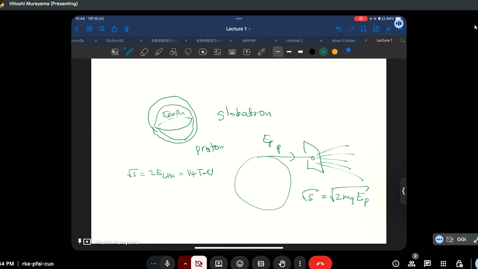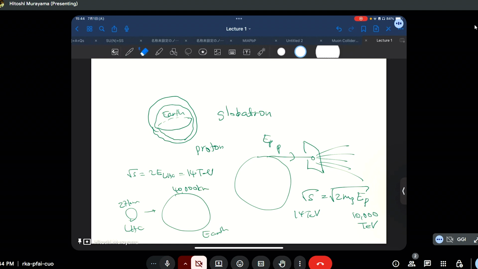This is the energy of the beam, right? And then if you try to reproduce this 14 TeV over here, the energy of the proton beam turns out to be like 10,000 TeV. And if you also think about scaling up the Large Hadron Collider, which is 27-kilometer circumference, to the Earth, that is 40,000 kilometer circumference, the energy you can get up to in terms of square root s is not even quite 14 TeV, but more like 6 TeV.